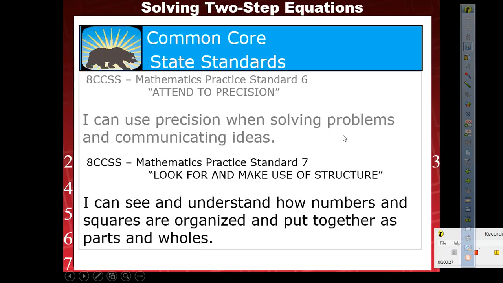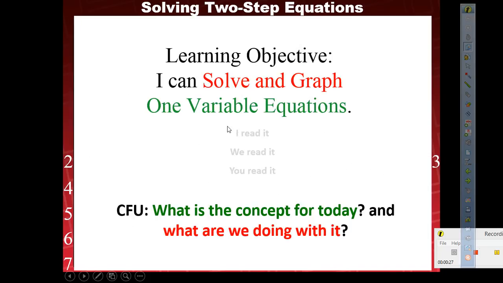So, our objective for today: I can solve and graph one variable equations. Read together. 1, 2, 3. I can solve and graph one variable equation. So, write it down at the bottom left of your notes.